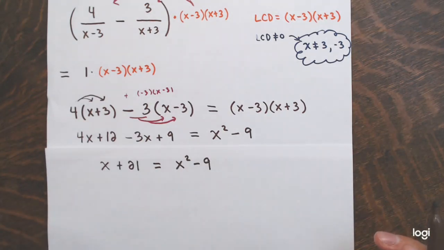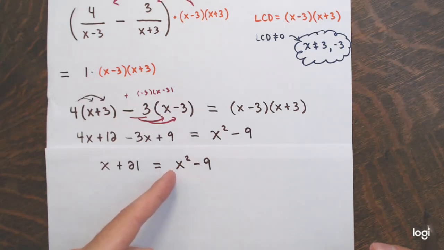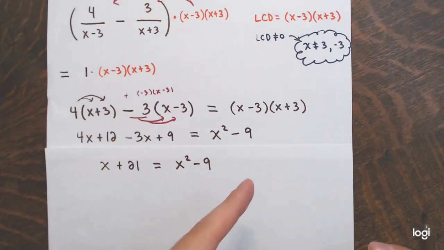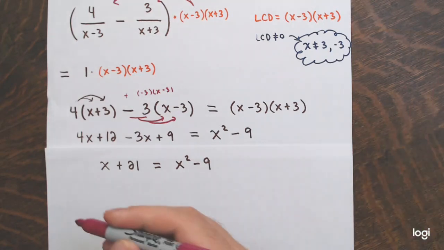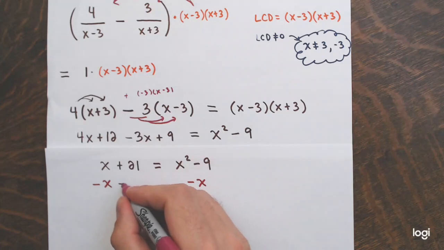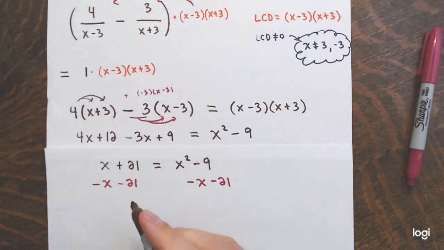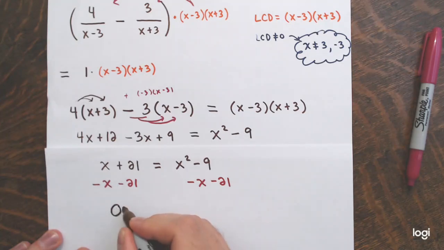And I'm going to take everything to, just because I like having my coefficient on the highest powered term, my lead coefficient, I like it to be positive. I'm going to leave x squared on the right here and take everything to the right. So I'm going to take away x from both sides and take away 21 from both sides, and we'll combine like terms. So I've got 0 here on the left now, nothing, right?